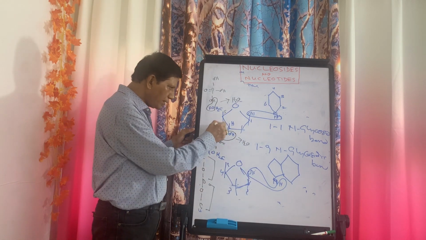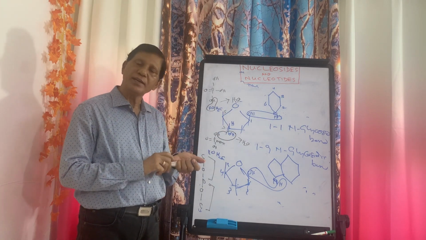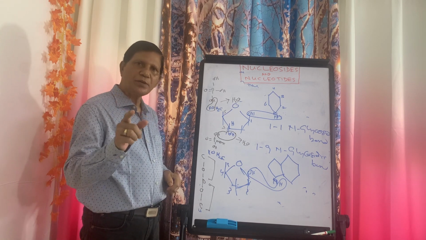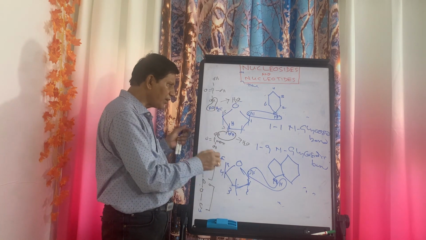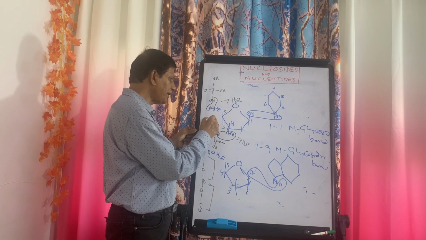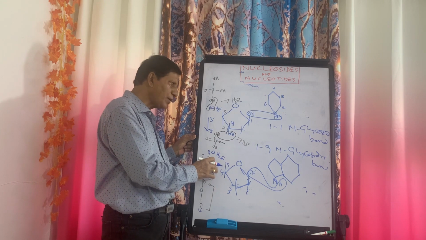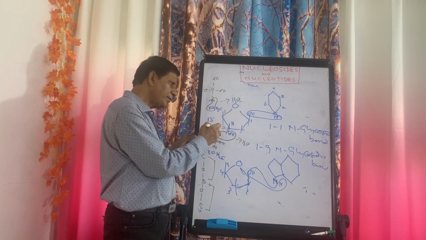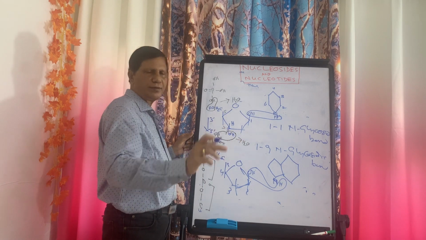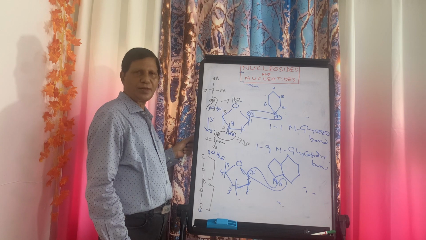And this phosphodiester bond is usually catalyzed by the enzyme DNA polymerase. And the DNA polymerase will catalyze this reaction only in this 3' to 5' direction. That is why this phosphodiester bond is known as 3' to 5' phosphodiester bond. That is very important from examination point of view.